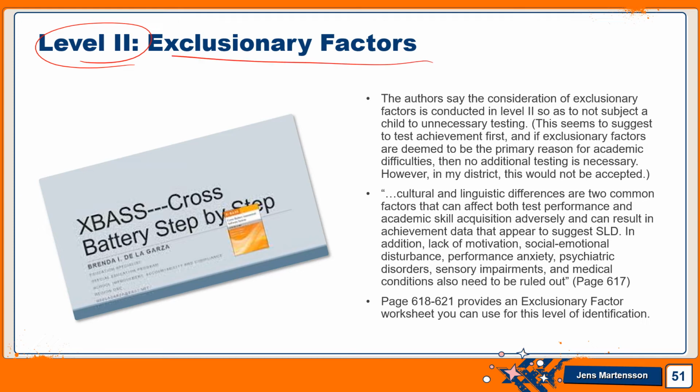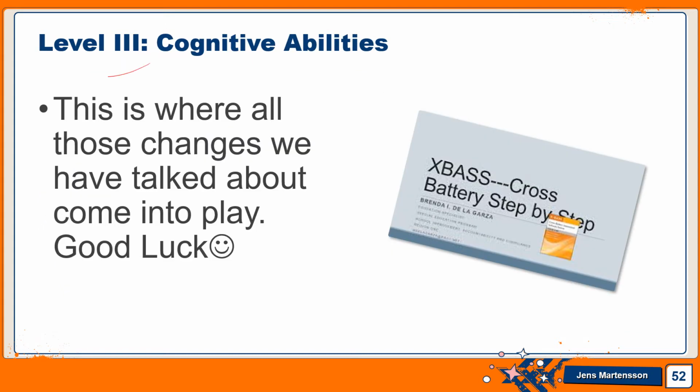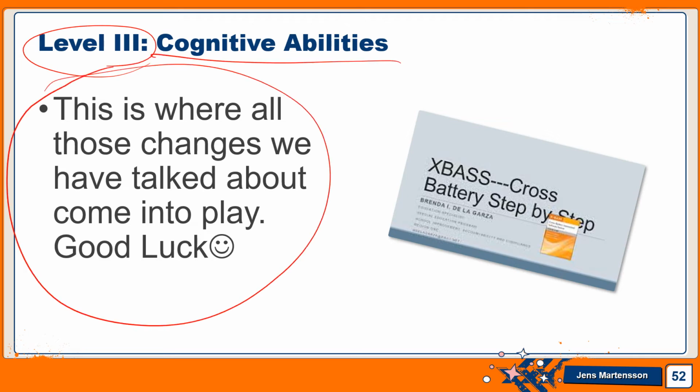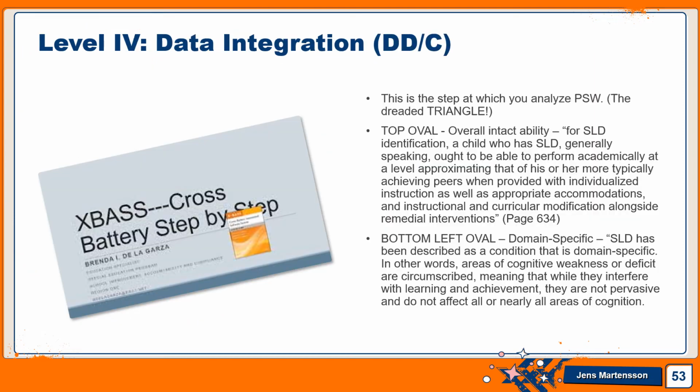Level 2 is the exclusionary factors, and of course you all know about exclusionary factors, so I'm not going to go too much into that. On pages 618 to 621 there is an exclusionary factor worksheet that you can use on this level. I'm going to move on. Level 3 is the cognitive ability, so I'm not going to go into that because we've been talking about cognitive abilities for the past almost hour.